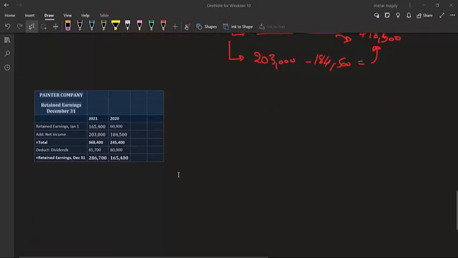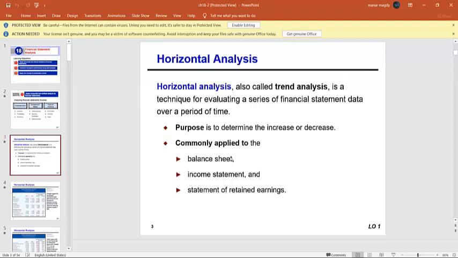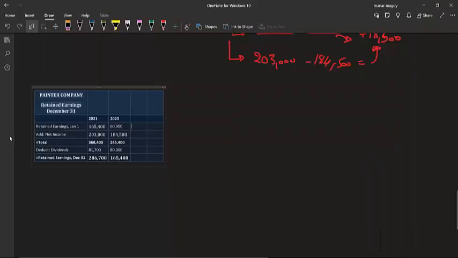And lastly, as we have said before in the slides, we can apply horizontal analysis on the balance sheet, income statement, and statement of retained earnings. So we've got here the statement of retained earnings. The retained earnings on January 1, this is the first part, and then you add to it the net income, you get the total, and you deduct from it the dividends, you get the retained earnings at December 31.